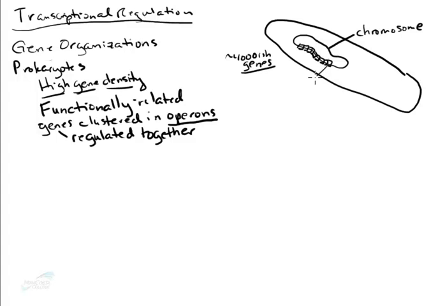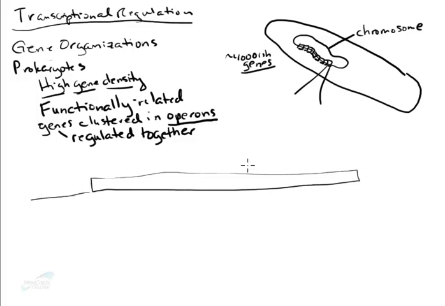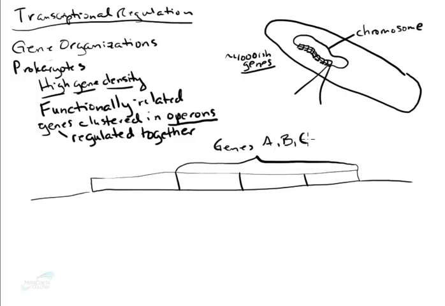If we took one of these operons, pulled it out of the genome, and looked at its structure in more detail, and this would go on in both directions on either side, you might have a set of genes. Let's just call them genes A, B, and C. It doesn't really matter what their particular function is. What's important is that these genes code for products within the cell, usually proteins, that are functionally related in some way. They're operating in the same metabolic pathway.